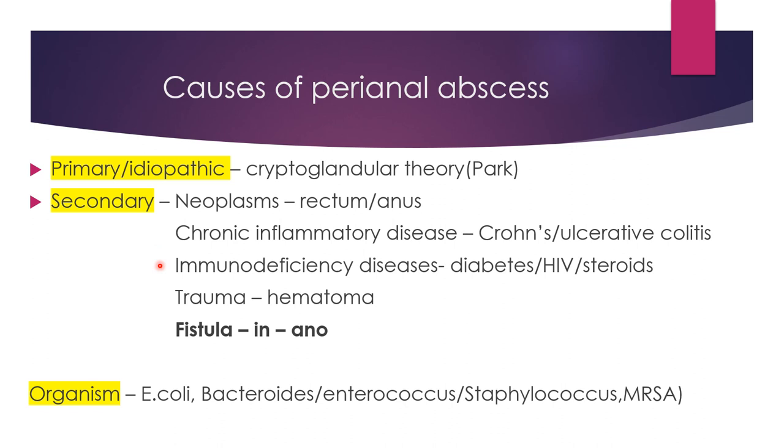In some cases, they are predisposed to these abscesses due to immunodeficiency diseases, especially diabetes, HIV, and patients on steroid therapy. Trauma leading to hematoma of the perianal region can lead to infected hematoma and abscess formation. And lastly, fistula in ano. I put it in bold letters here because perianal abscesses are very closely related to fistula in ano. Most of the abscesses lead to fistula in ano, and fistula in ano can be complicated by an abscess.